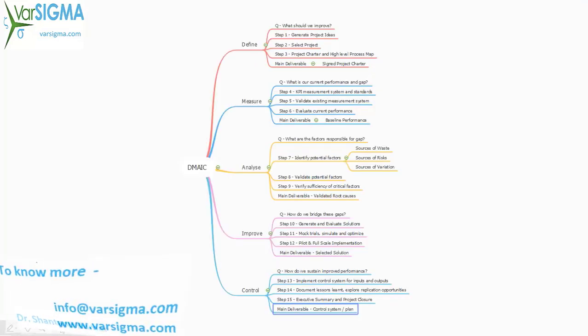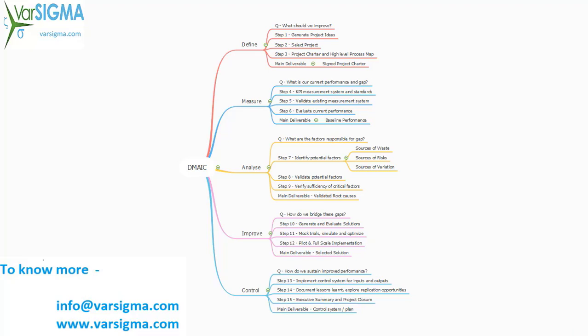DMAIC can be best understood by asking 5 questions. What should we improve? What is our current performance and gap? What are the factors responsible for gap? How do we bridge these gaps? And how do we sustain improved performance? 5 phases, 5 questions. That summarizes DMAIC methodology for us.